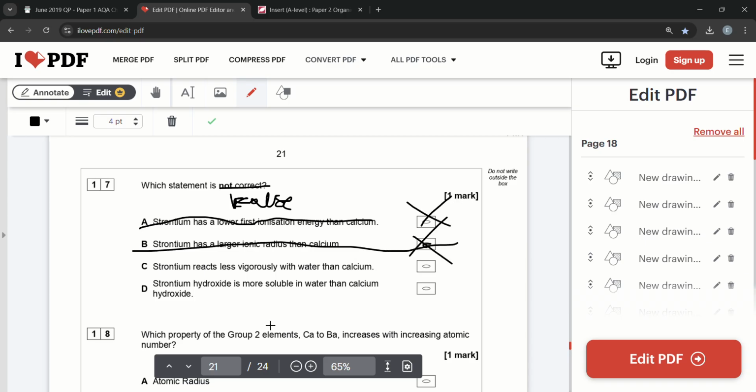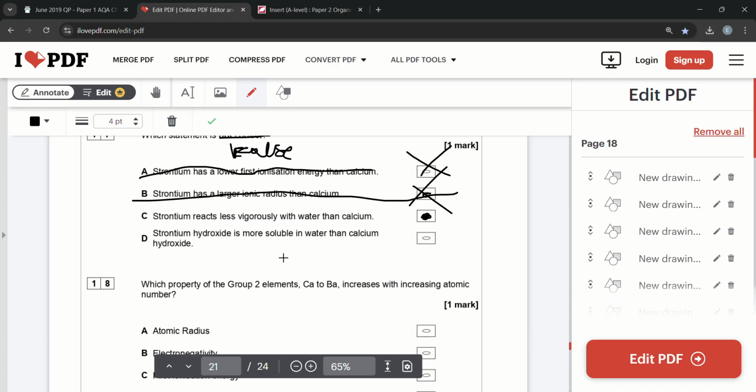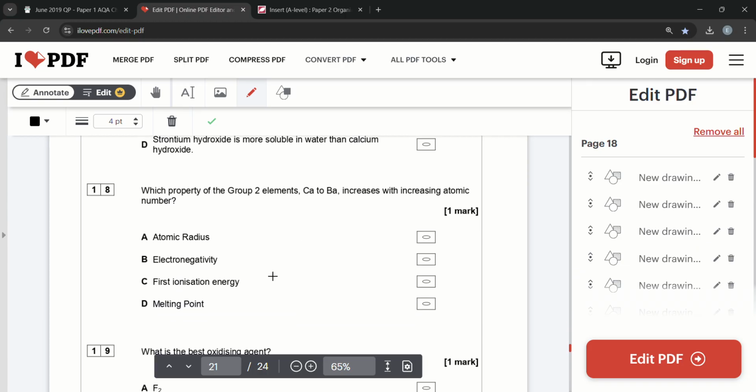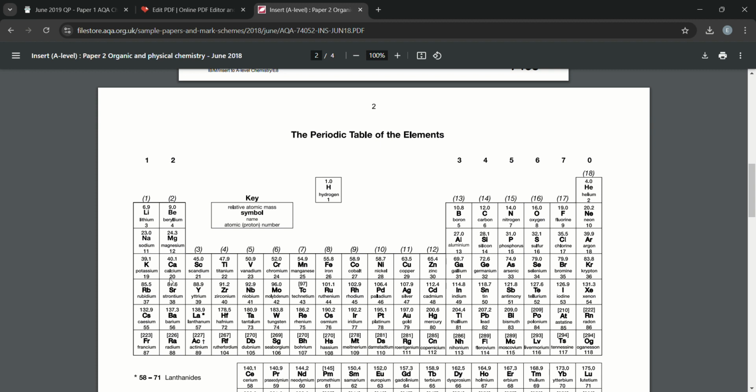Reacts less vigorously with water than calcium. No, it's going to react more vigorously because it's got lower first ionization energy. Question 18. Which property of the group 2 elements increases with increasing atomic number? Calcium to barium.